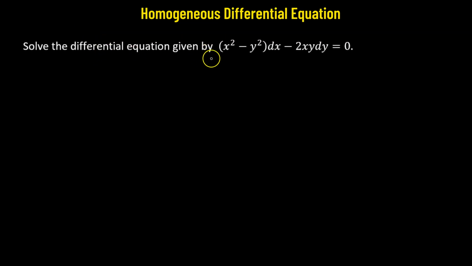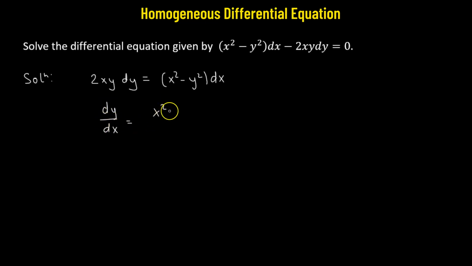We need to solve the differential equation given by (x squared minus y squared) dx minus 2xy dy equals 0. Let us begin by rewriting our given differential equation as 2xy dy equals (x squared minus y squared) dx. Or simply put, dy over dx is equal to (x squared minus y squared) divided by 2xy. This is a homogeneous differential equation.